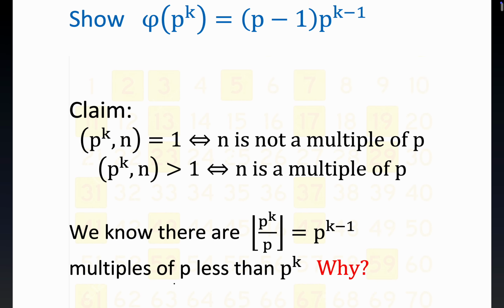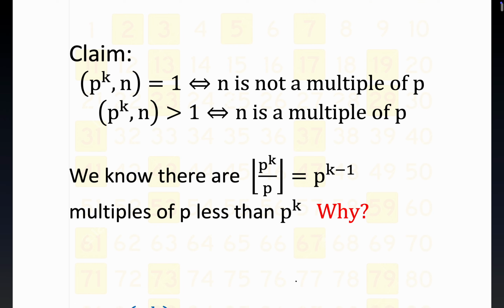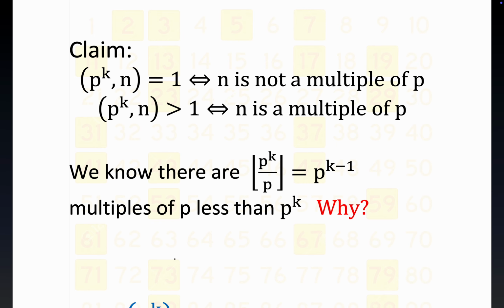Because we're interested in the number of multiples of p that we want to subtract away from p to the k, we get this result right here that involves a floor function. We know there are p to the k minus 1 multiples of p less than p to the k. You may not think the floor function is necessary here, but let me give you a concrete example again. What if you had, let's say, the floor of 22 over 4?